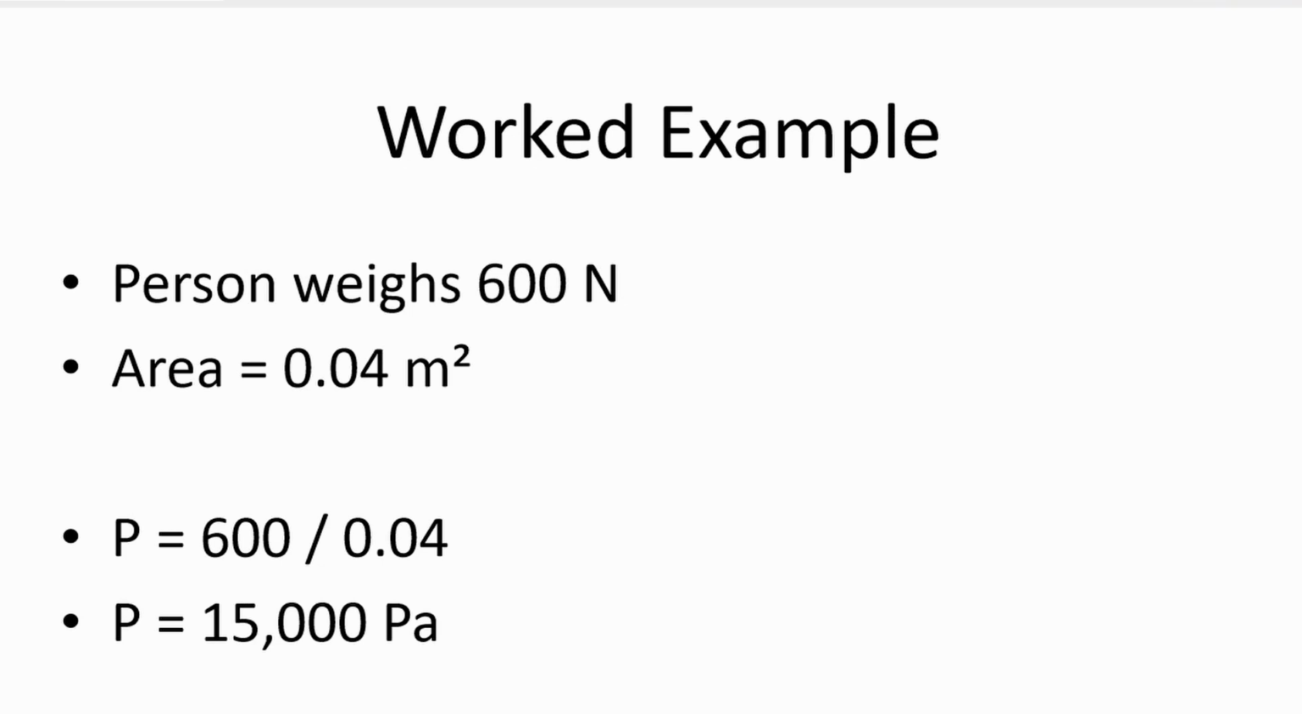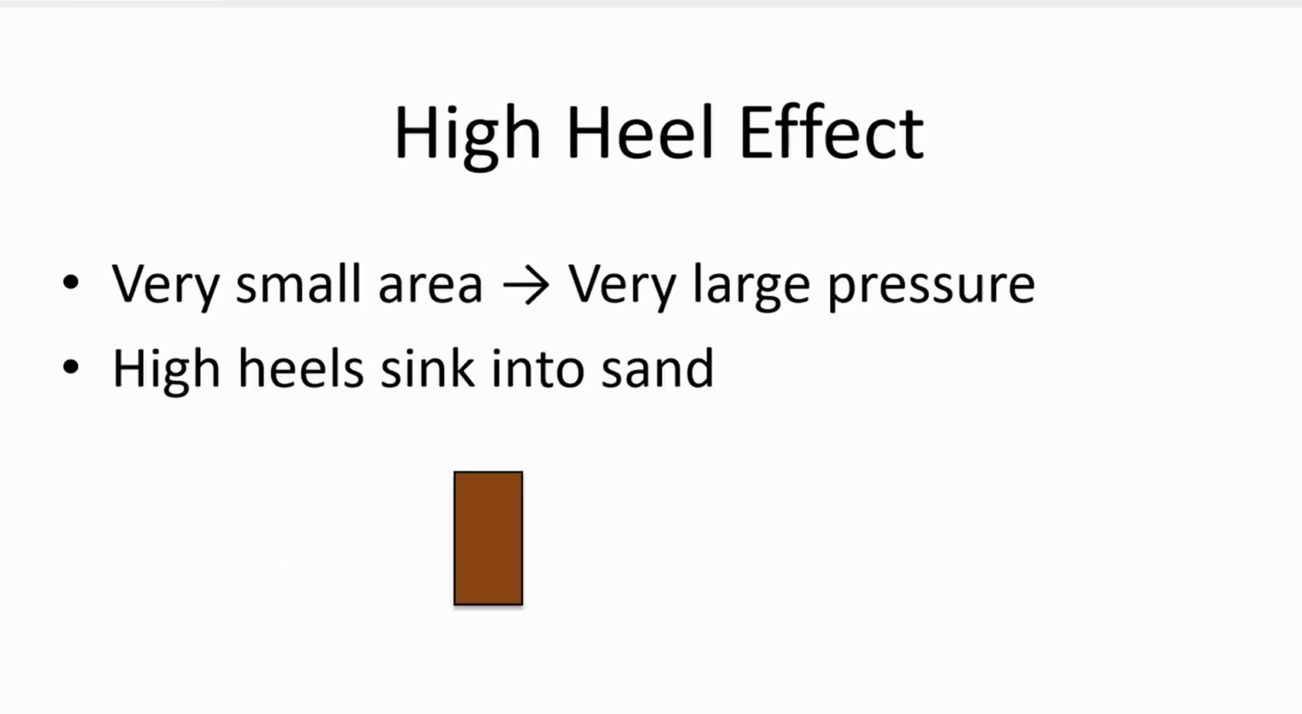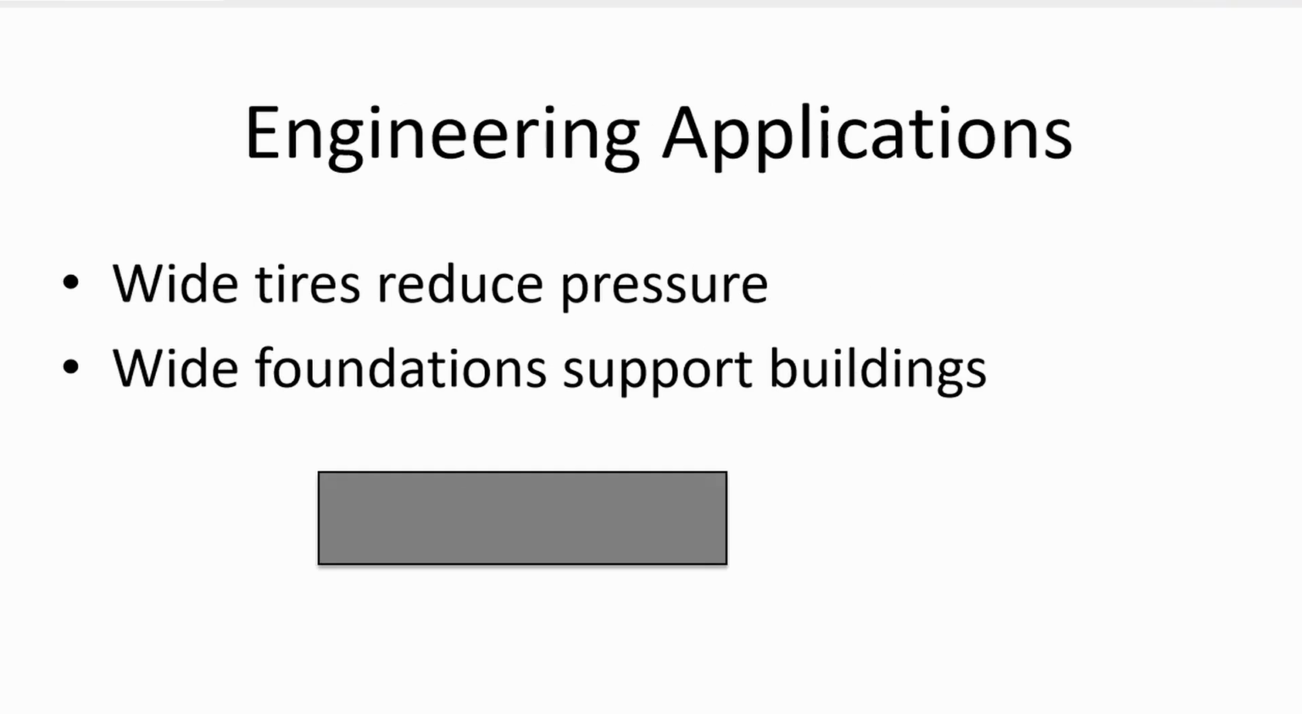Large area, smaller force. So I'm assuming the person has a weight of 600 newtons and the area of 0.04 meters squared. What is the pressure? Get the person's weight, which is a force, divided by the area. So we have seen this concept apply in different situations in physics and in engineering applications.